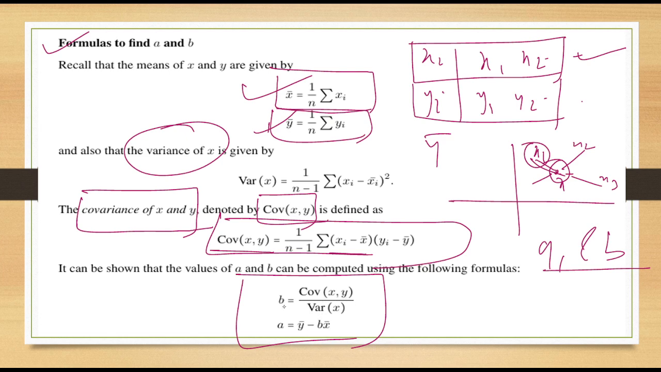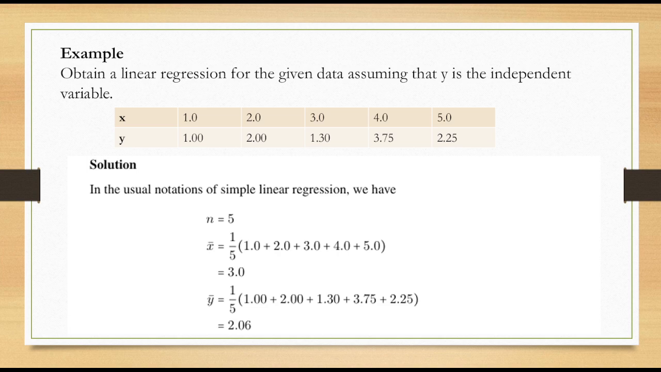And when we find the value of b and x and y, we put the average values, x bar and y bar, into this formula. So we'll get the a also right here. Now let us see with the given example.